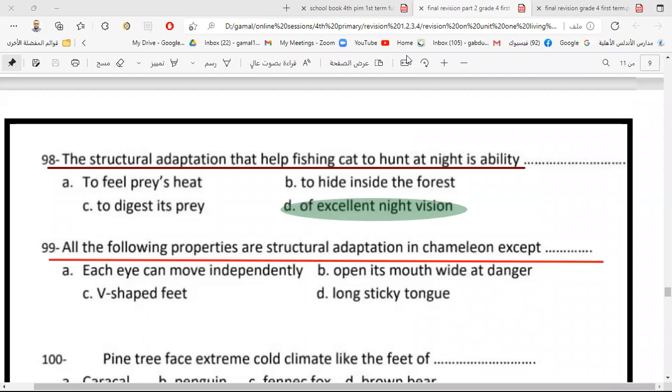So our correct answer is what? Yeah, Adam. Open its mouth wide at danger. You are excellent, my son. Thank you, Adam. Thank you very much.